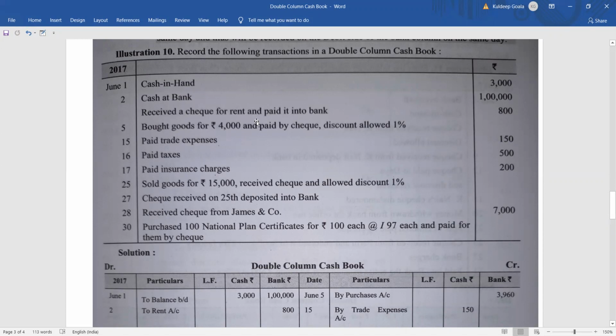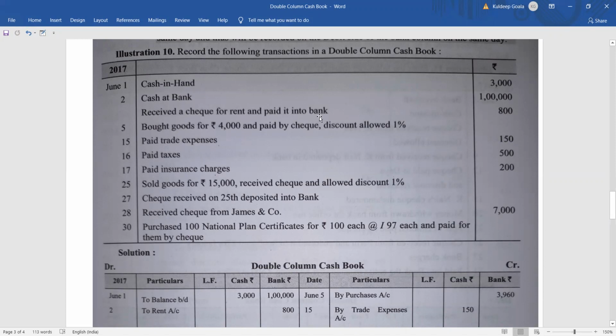जब भी immediate transaction होगा, then you are not supposed to show it as a contra or via media any other account, using any other account. No need to show. Directly you can deposit in the bank. Okay, so it will be direct deposit in the bank. So received a check from for rent and paid into bank.